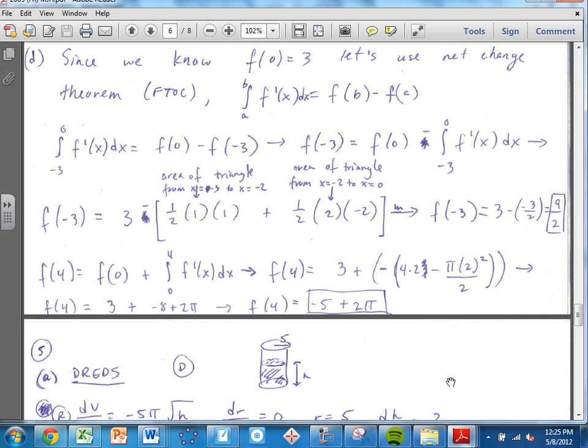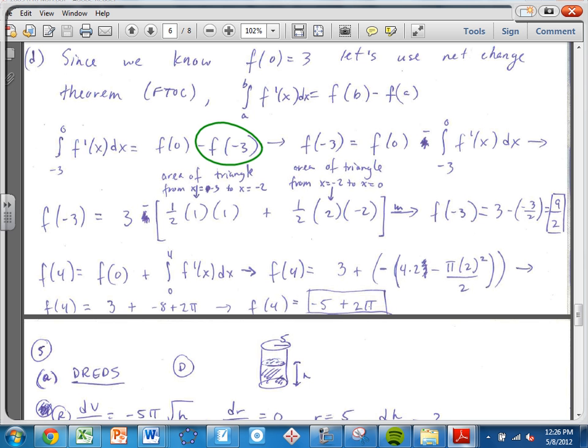So since we know f of 0 is 3, like we said, let's use the net change theorem from a to b when one of these is going to be 0. So I go from -3 to 0, like we said. We know that equals f of 0 minus f of -3. I can solve this equation for f of -3, and that's what I did first. So I took this f of -3, moved it over here as a positive, and I took the integral, moved it over here as a negative. So I had f of 0 minus that integral. Okay? Now, the integral is exactly what we had. The area of one triangle from -3 to -2 was just 1/2.